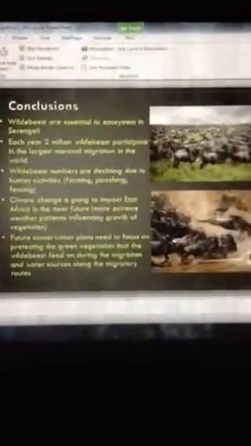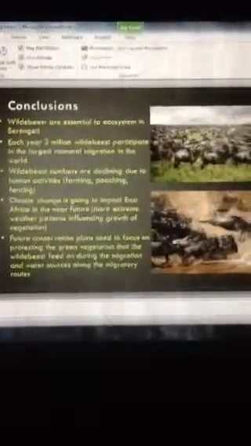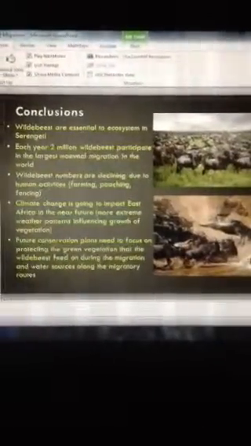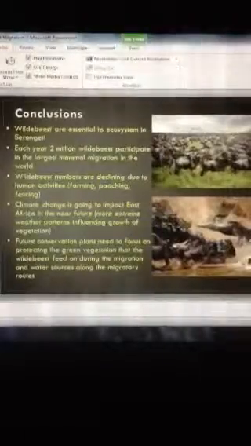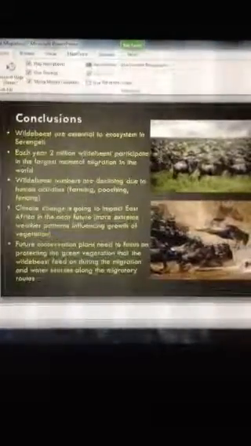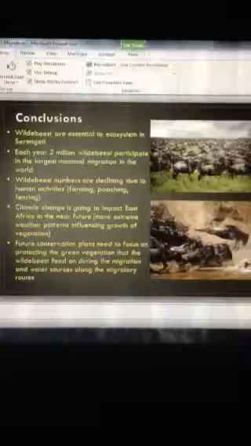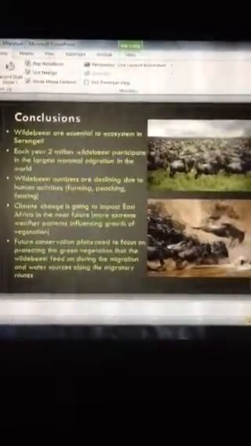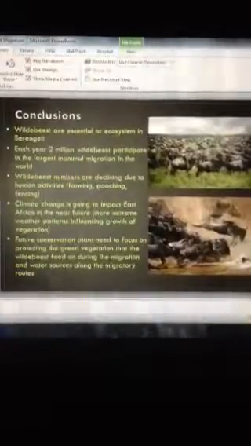Every year, up to 2 million wildebeest migrate north through the Serengeti National Park to the Masai Mara. It's the largest mammal migration on Earth. Wildebeest numbers are already decreasing due to human activities from farming, poaching, and fencing. In the future, climate change is going to pose a significant impact on the wildebeest migration, mainly due to influencing the growth of green vegetation and where and when wildebeest will be able to find access to clean drinking water.